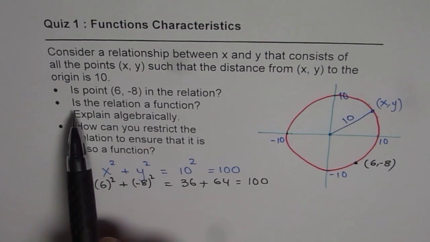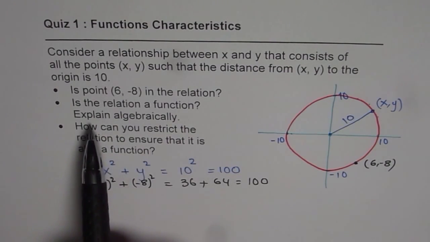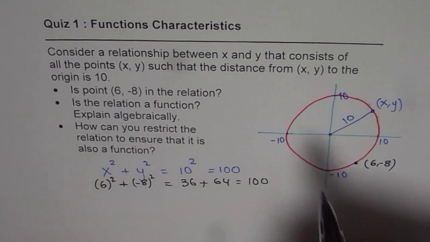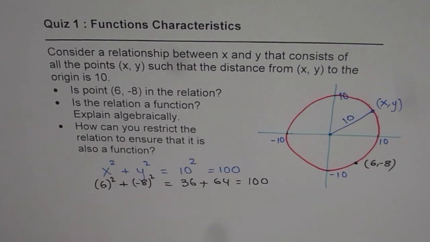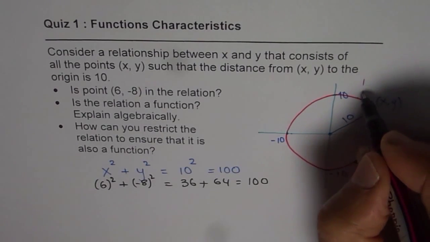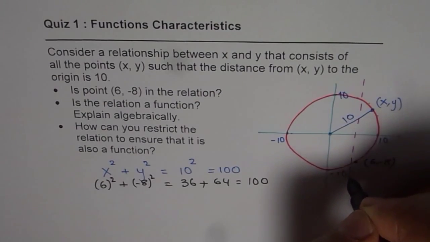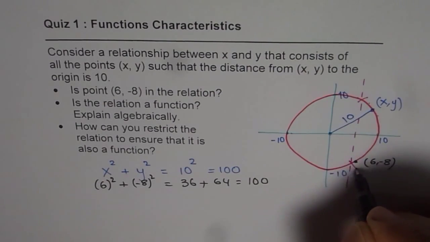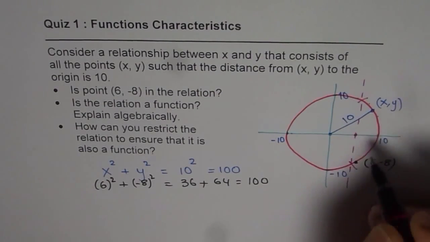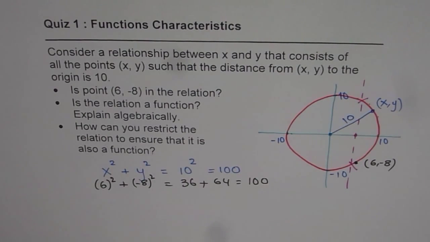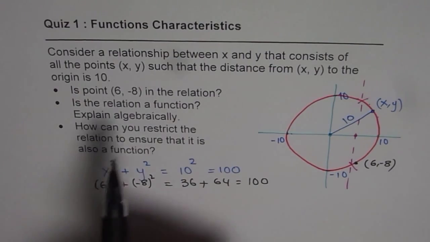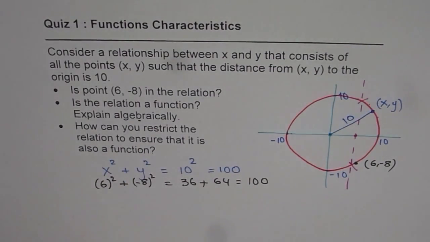Second part of this question is, is the relation a function? Explain algebraically. Well, graphically you can see that it is not a function, since if you draw a vertical line, for example, it crosses at 2 points. That means for a value of x we have more than one possible y value, right? That means it is not a function. It is definitely a relation. But the question here is to explain algebraically. So we have to explain algebraically.